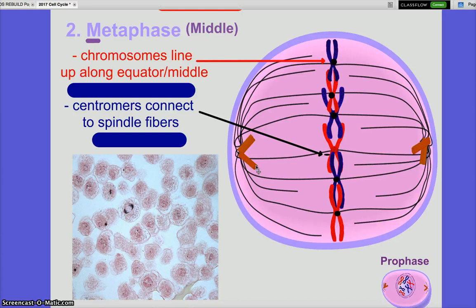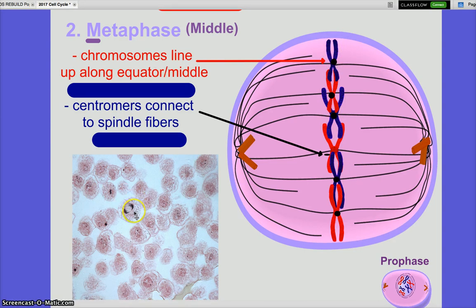L. Centriole. Sometimes it looks like a T. Kind of here. Centriole. Think of the L. Just remember M for centromere goes in the middle, and the centriole is the other one. So the spindle comes out of the centriole in prophase, and then it attaches to the centromeres in metaphase when the chromosomes line up in the middle.